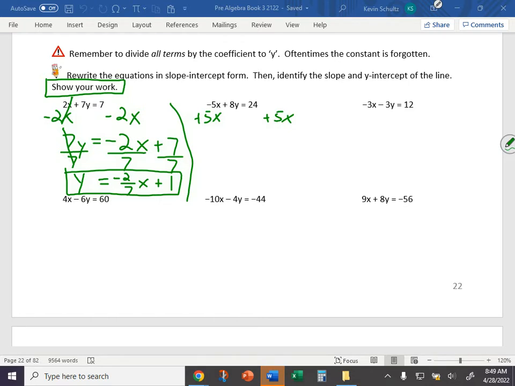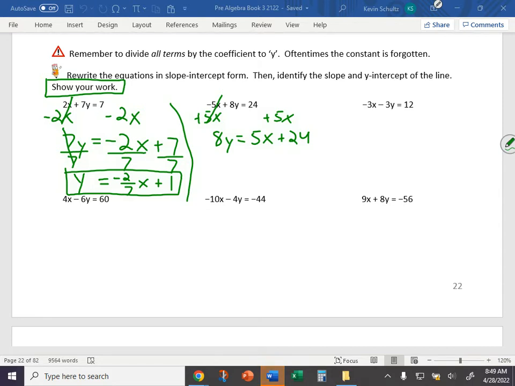In this case, we're going to add 5x because it's negative to start with, right? The opposite of negative 5x is a positive 5x. We subtracted 2x in the first one because it started out positive. We're adding 5x in this one because it starts out negative. We're going to write that. This cancels out. We're left with 8y. That positive 5x is going to go first because we want slope-intercept form. And then the plus 24.